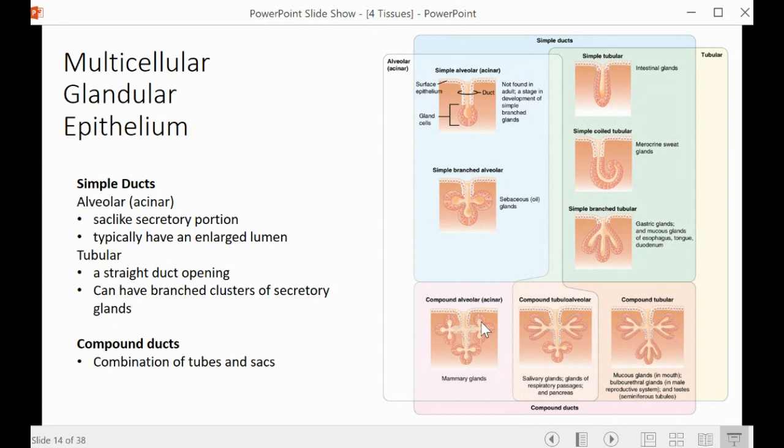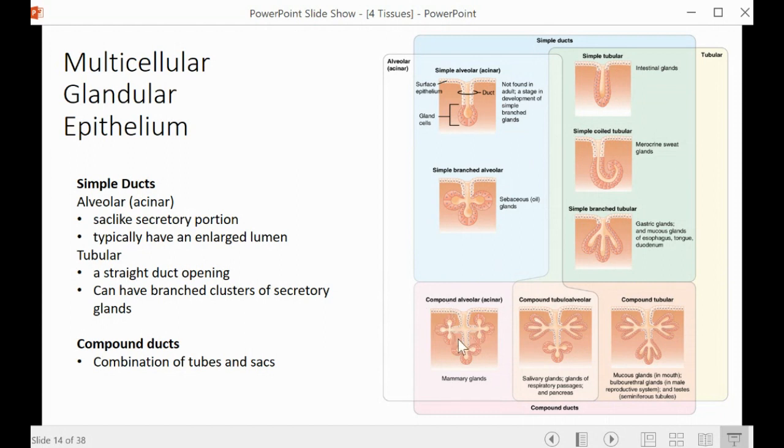compound versus simple? Well, it has to do with the number of ducts, okay? Number of ducts. So here, one duct, one duct, one duct, one duct. It's like duck, duck, goose, okay? So here we go. These are ducts, not ducks, okay? So we have that duct there, duct there, duct there, right? So just a single duct tells us that they're going to be simple. When we have more than one duct, it becomes compound.